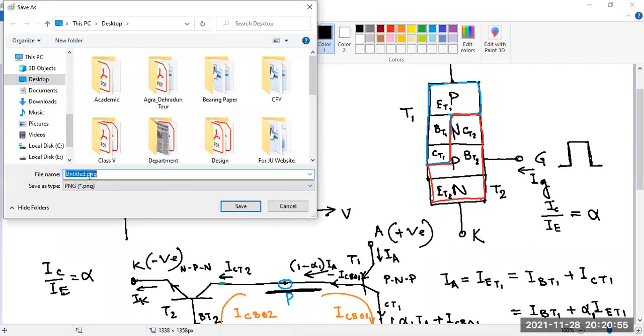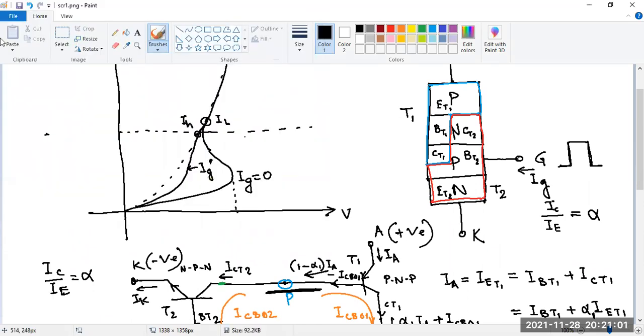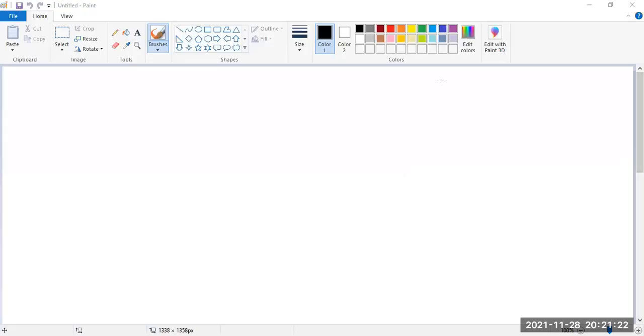So let me save it. See. Okay. Start a new page. Just a minute. So one more white page I have to take here.